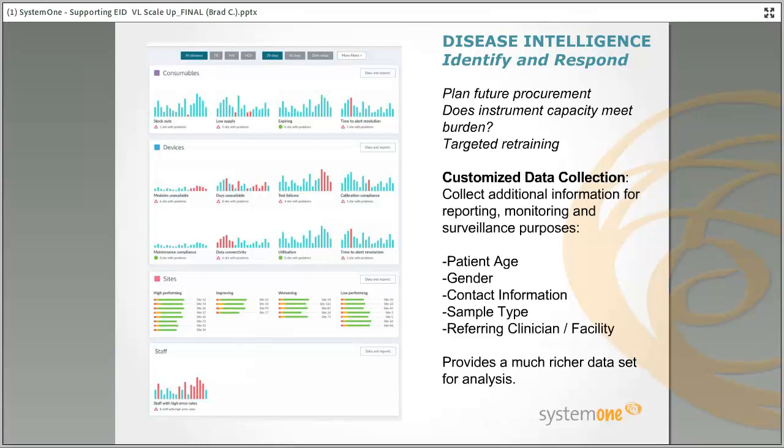So having the ability to collect things like your patient's name, age, gender, contact information, referring facility, adds a number of dimensions that you can start stratifying this data to. You can start looking at HIV cases for female pediatrics or TB HIV co-infection rates. It really does add a significant richness to the data set to allow you to do some intelligent reporting around disease burdens in the country.